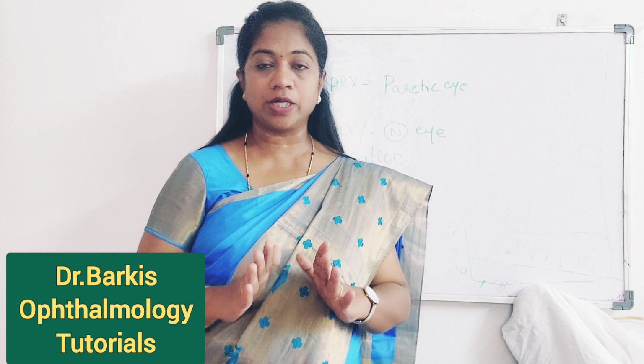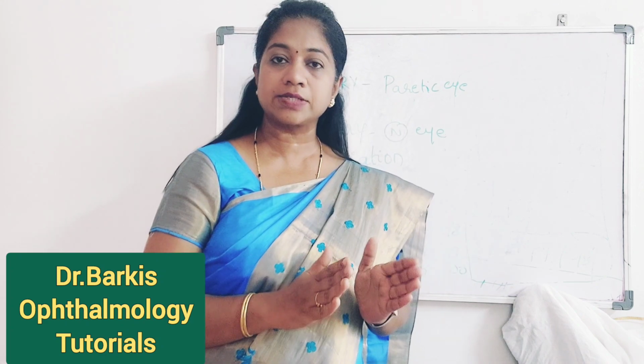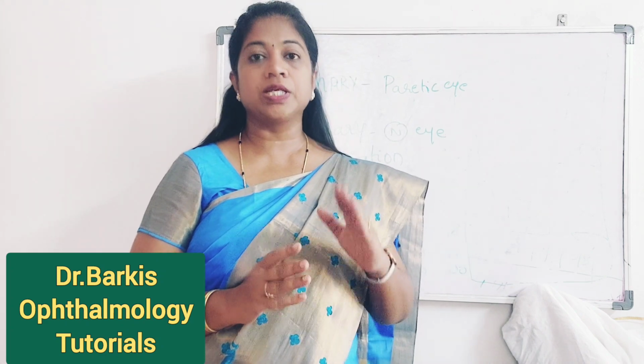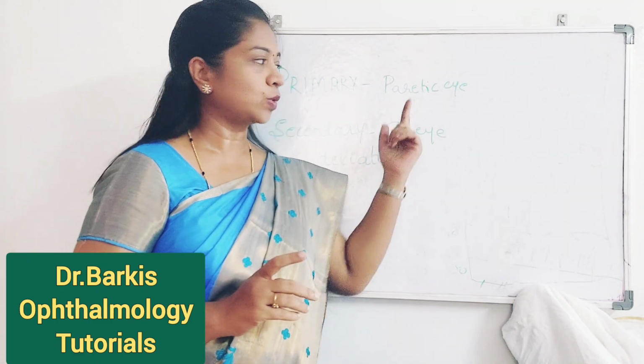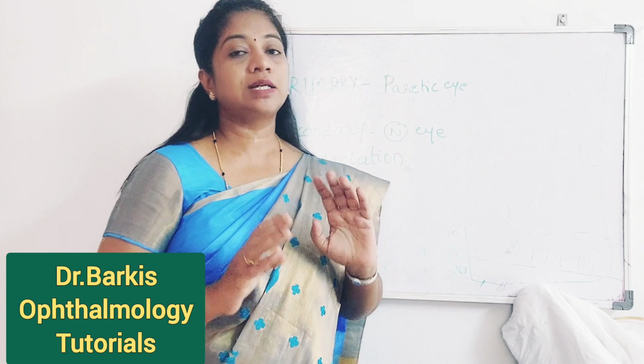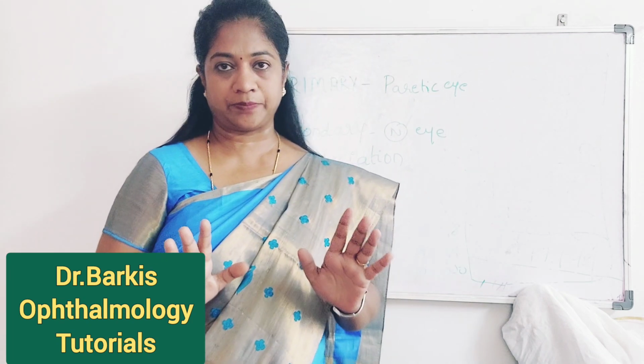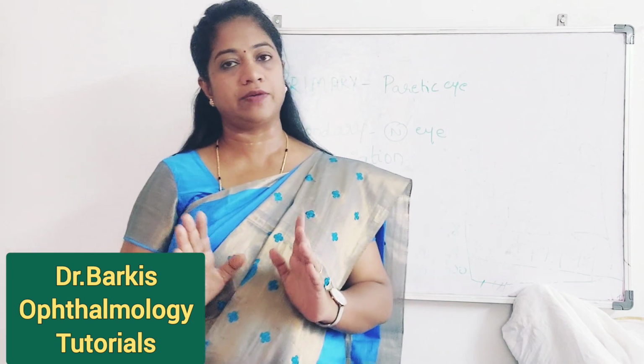It's very important when you want to differentiate a paralytic squint from a non-paralytic squint. In case of paralytic squint, the secondary deviation will always be more than the primary deviation, whereas in non-paralytic squint it will be the same, meaning both primary deviation and secondary deviation will be the same.